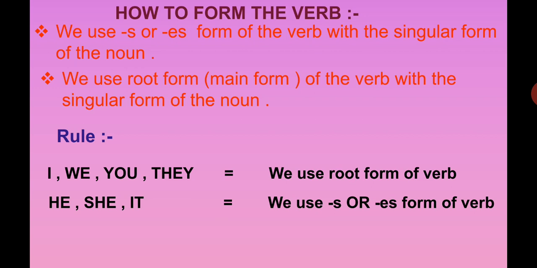When the noun is in a singular form, or the pronoun in the sentence is he, she, it, then we will add S or ES to the verb to make it the simple present tense form of the verb.